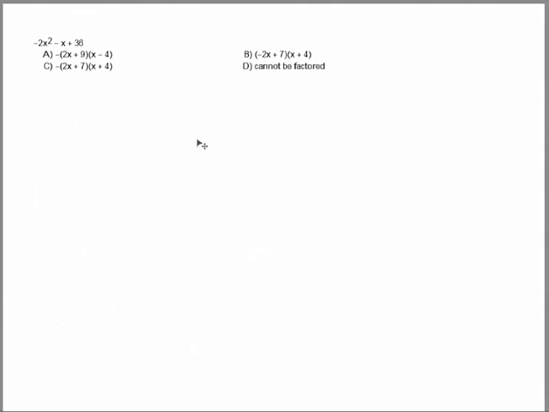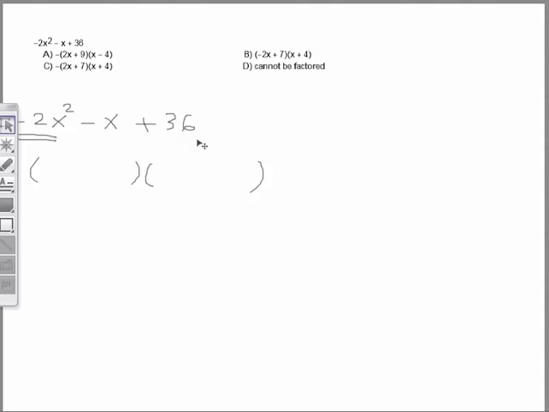How about this one? How do you factor that? Minus 2x to the power of 2 minus x plus 36. Anyone? Here we have to open two parentheses, right? Look for two numbers, or two terms. The product would be equal to minus 2x to the power of 2. So for x would be x and x. That's easy. For negative 2 would be negative 2 and 1.